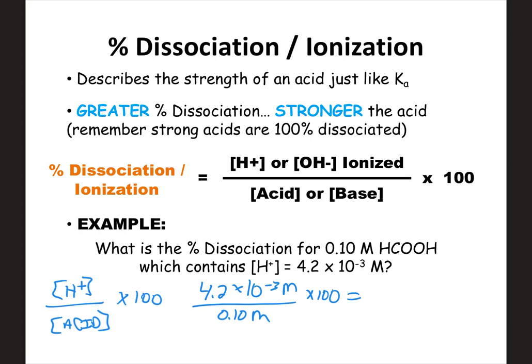When you do your math here, it comes out to be about 4.2% ionized. So in the grand scheme of things, this is a weak acid. Obviously, if this was a strong acid, the value here would be 100%. So obviously, this is not 100%, so this is going to be a weak acid. It's only about 4.2% ionized, or it only has a percent dissociation of 4.2%. So you can do this for an acid or a base. It's called percent dissociation or percent ionization. Essentially, it's telling you how strong the acid or the base is.